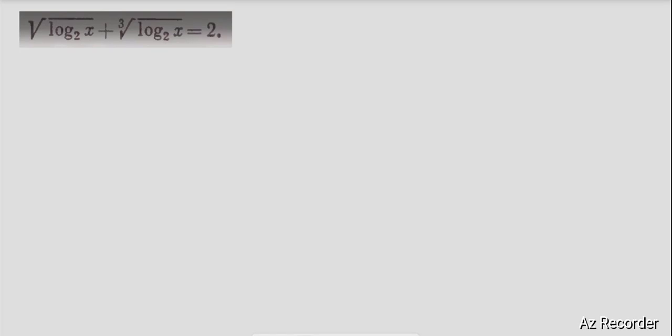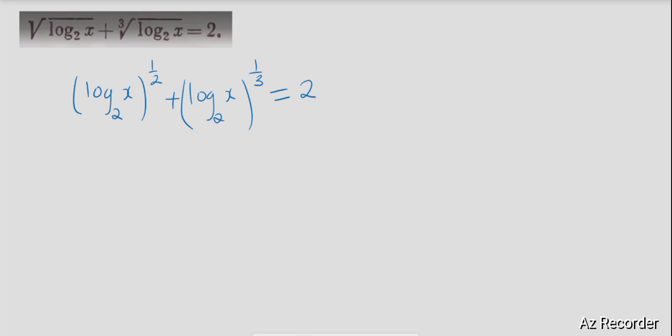So let's start with this question. The very first step for this, we need to write it in indices form. So over here it's going to be logarithm to base 2 x, and then to power a half, then plus logarithm to base 2 x, brackets, to power a third, which is equals to 2.